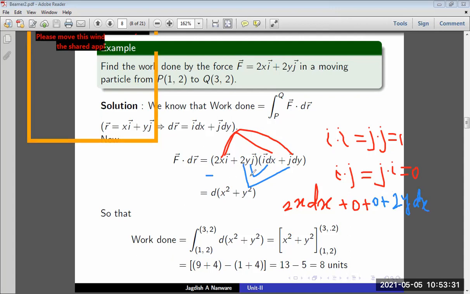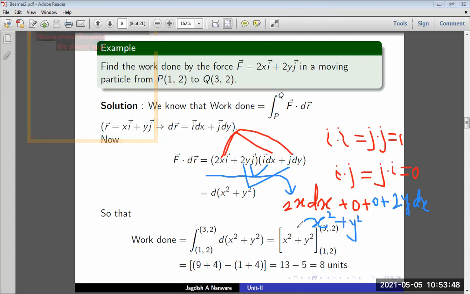Okay, so this is the calculation after using these properties of the dot product. So after this you will have this expression, right? And this is nothing but the derivative of x square plus y square. What is the derivative of x square? It is 2x. And what is the derivative of y square? It is 2y. Okay, with respect to x. So you can write this as the derivative of x square plus y square.